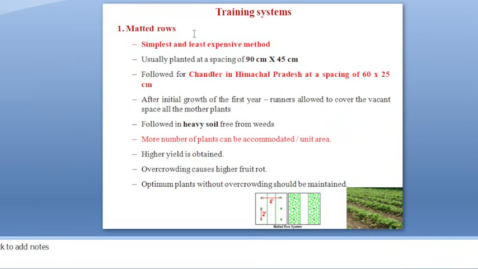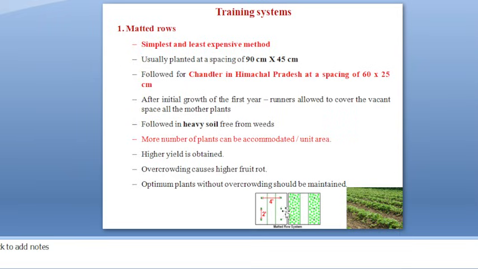Here normally there are different types. Matted rows is the simplest method of planting in case of strawberry. Here there will be 90 centimeter distance between the two mats or two rows, and between the plants there will be 45 centimeter distance. It is commercially followed in Himachal Pradesh for the Chandler variety. Even we can follow 60 by 25 centimeter. This matted row system of planting is mainly practiced where there is availability of plenty of planting material.